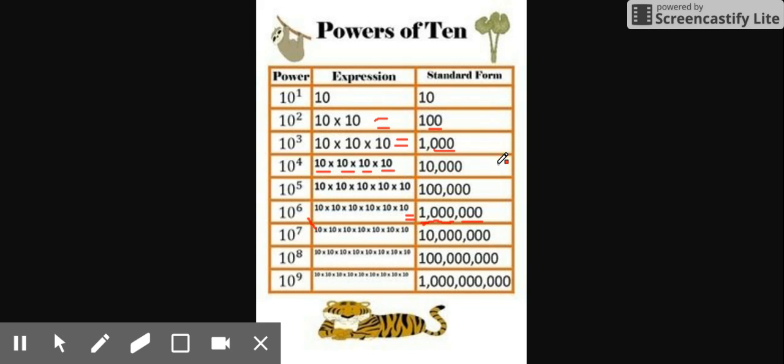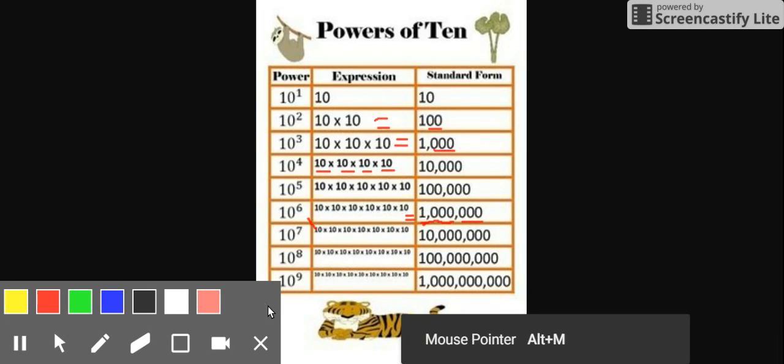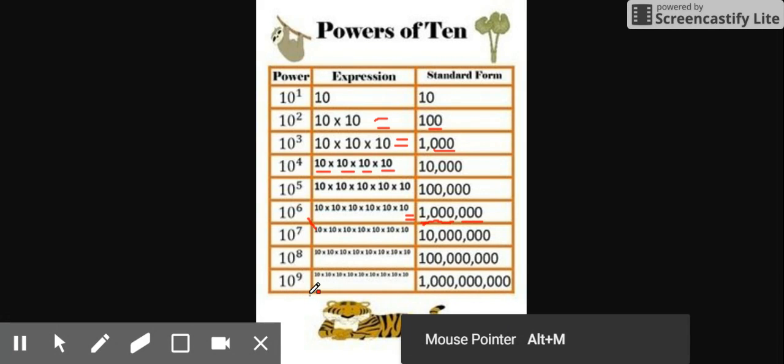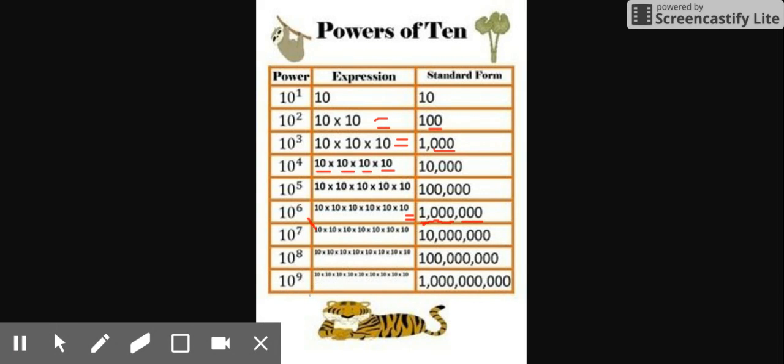So I showed you on this chart all the way to 10 to the ninth power. And it doesn't matter if you're doing 10 to the 100th power. It's the same thing. You will write down a 1, and then you would add 100 zeros after it if it was 10 to the 100th power. So you do the same thing. When you're doing this in class or for a grade, just make sure you double check how many zeros you added.